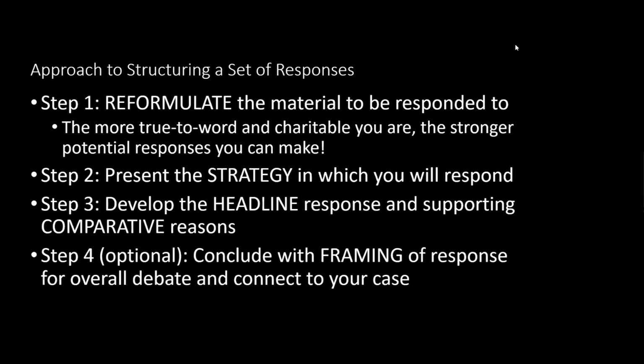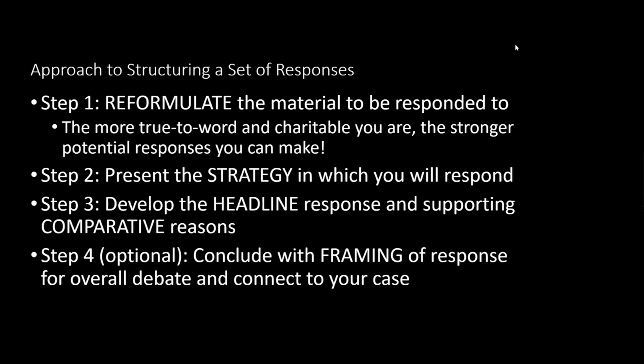So again, let me review the steps. Step one, reformulating the material to be responded to. Step two, being clear with what the strategy of what your response will do in the debate. And number three, providing the responses and the reasons that support this headline response. And then number four, if you have the time, you can provide the importance and the reasoning as to why this response matters in the debate.